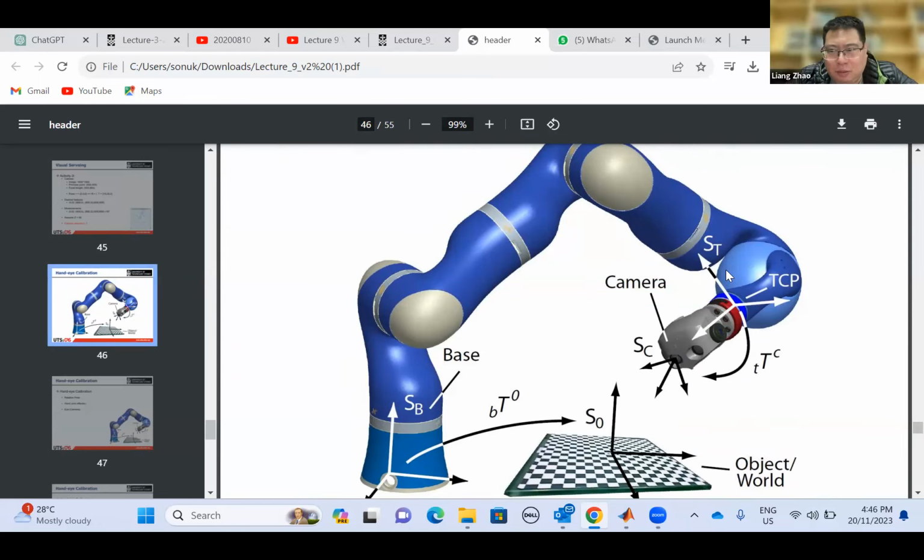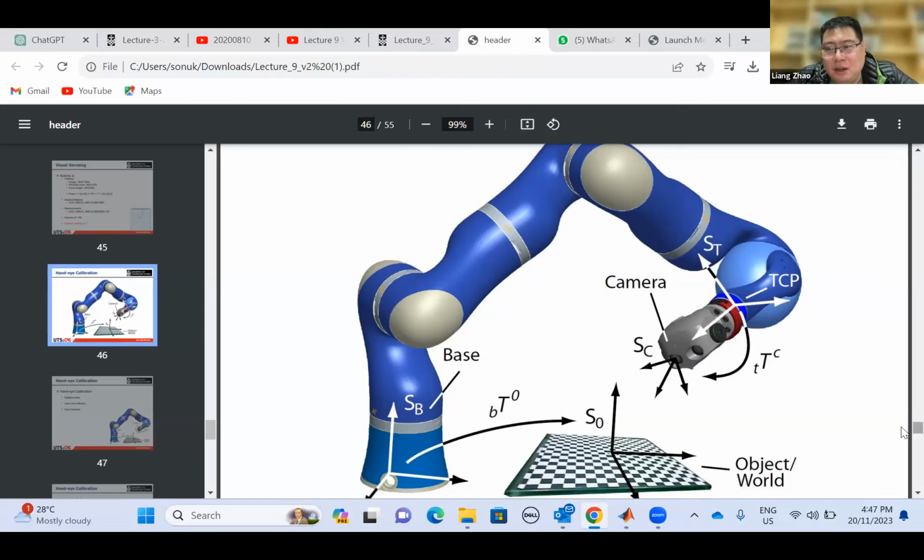And why I pointed out here is because I want to show you the basic idea about how to do this hand-eye calibration, right? For example, in this case, the robot is holding a camera and the camera is looking at the checkerboard. And then you can control the robot to move the camera, but the camera keeps looking at the checkerboard, right? And then in this case, you can have a sequence of end effector poses, right?